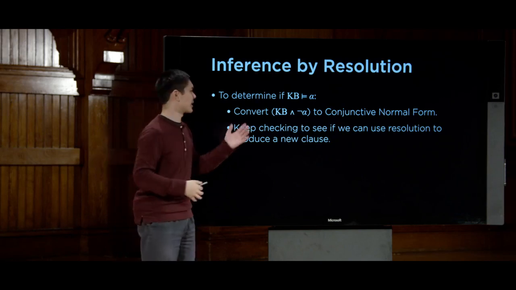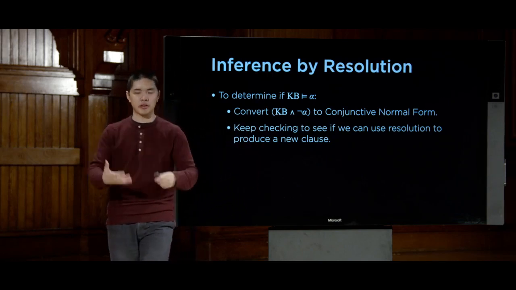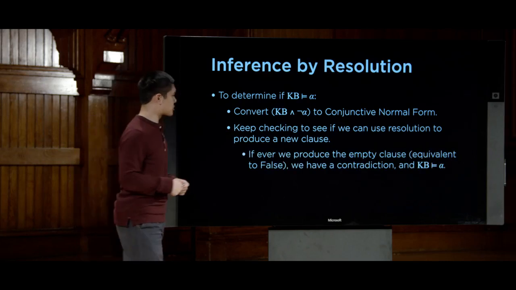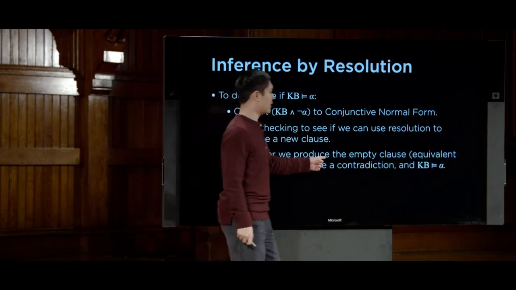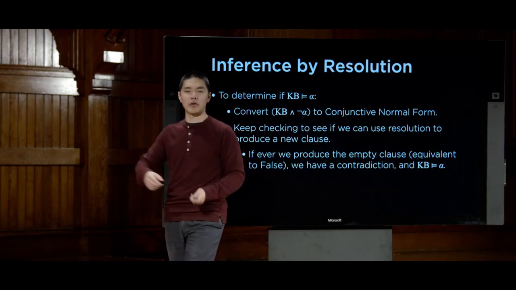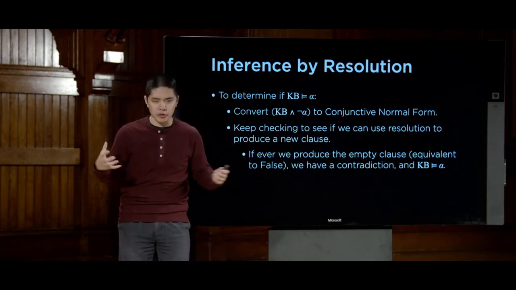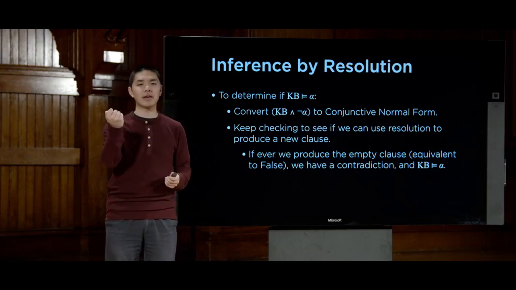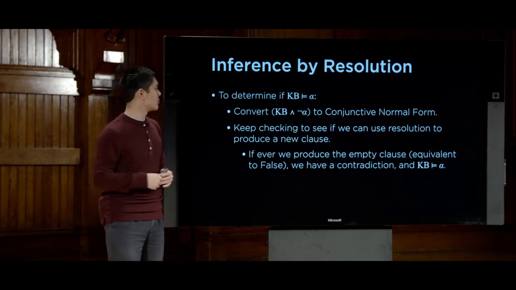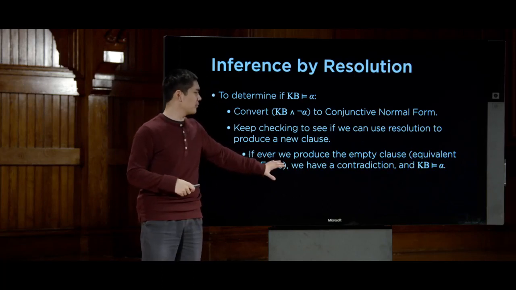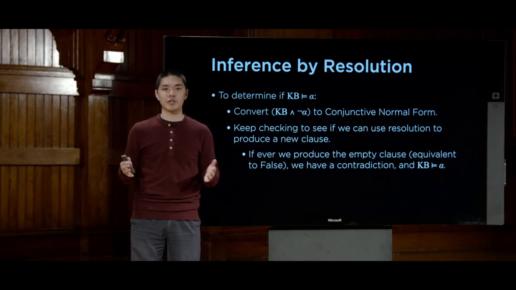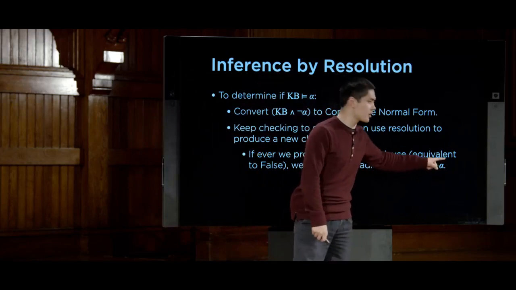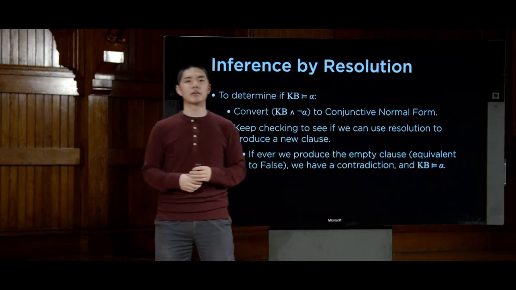This process occurs in a loop. I'm going to keep checking to see if I can use resolution to produce a new clause and keep using those new clauses to try to generate more new clauses after that. Now, it just so may happen that eventually we may produce the empty clause, the clause we were talking about before. If I resolve p and not p together, that produces the empty clause. And the empty clause we know to be false, because we know that there's no way for both p and not p to both simultaneously be true. So if ever we produce the empty clause, then we have a contradiction. And if we have a contradiction, that's exactly what we were trying to do in a proof by contradiction. If we have a contradiction, then we know that our knowledge base must entail this query alpha. We know that alpha must be true.